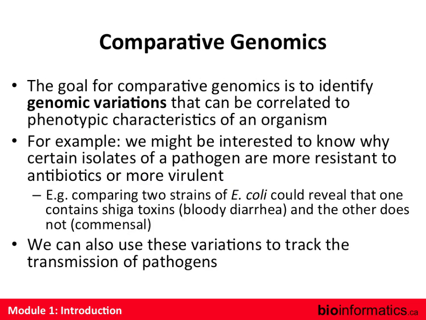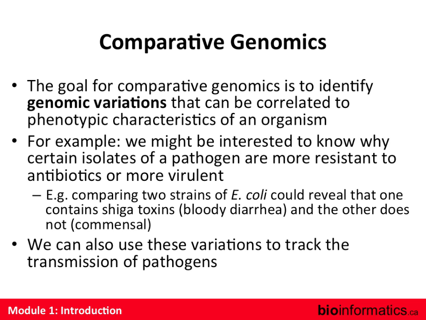Once you have a genome processed, you can do so for many genomes and then compare them to each other. The goal of comparative genomics is to identify genomic variations that correlate with phenotypic characteristics. So again, this is a genotype to phenotype mapping that we're trying to achieve through comparing genomes. For example, we might be interested to know why certain isolates, pathogens, are more resistant to certain antibiotics than others. So you might want to compare the two genomes and see if you can identify resistance genes and so on.